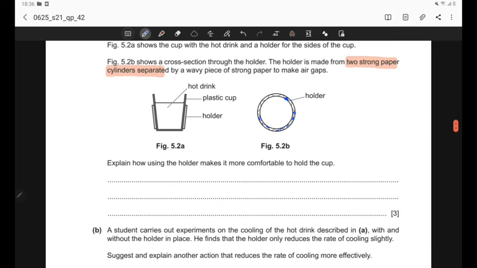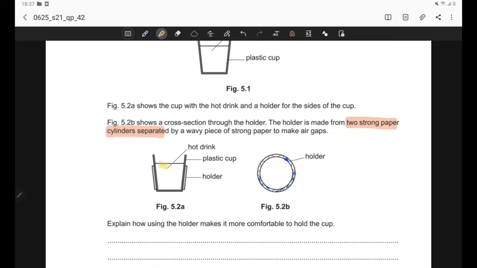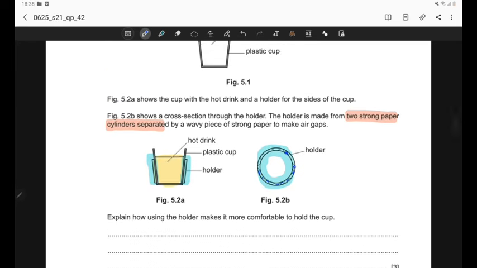Explain how using the holder makes it more comfortable to hold the cup. So the cup consists of hot water. And a holder is also attached to the cup, and the holder consists of lots of air gaps as we can see in the cross-sectional area. Here we should explain how this construction of the holder will help to hold the cup comfortably. So here the main reason, the holder consists of lots of air in between the space, and air is a bad conductor of heat. So that is the first point we can write.